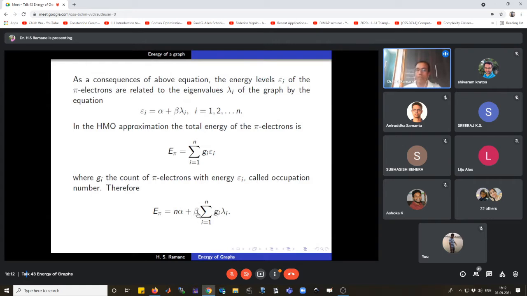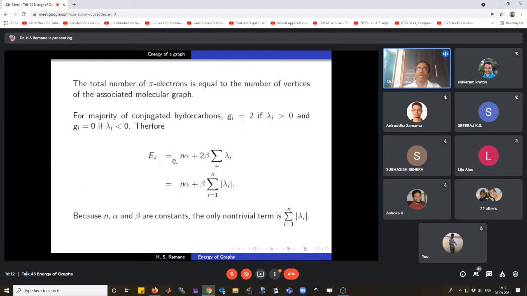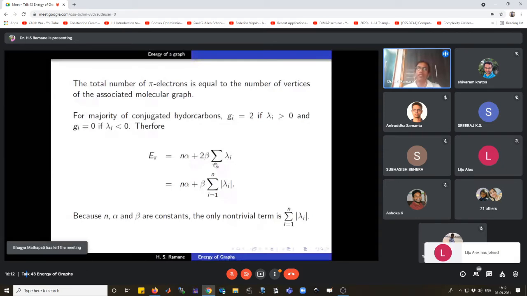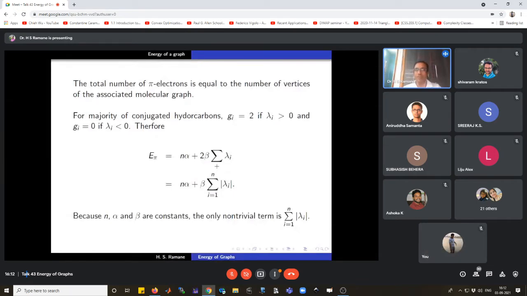So this becomes n alpha plus 2 times the summation of lambda i over the positive eigenvalues. So the total pi electron energy will be n alpha plus 2 beta sum of lambda i over positive eigenvalues. And since the diagonal elements of the adjacency matrix are 0, the trace of the matrix is 0, it means that the sum of the eigenvalues is 0.